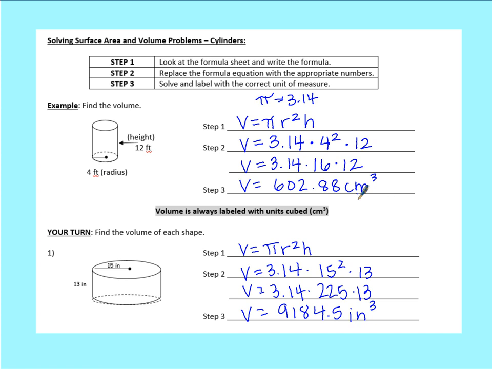Hopefully you paused the video and tried this problem by yourself. You have to use the volume equals pi r squared h formula again for this example. We replace pi with 3.14. We're multiplying by r squared, which is our radius squared, 15 squared in this example, times our height of 13. Remember, exponents come before multiplication when we talk about the order of operations. So 15 squared happens first, and 15 squared is 225. So I went and replaced that on this line right here. And then you just go ahead and multiply each of those things together, and you should get 9,184.5 inches cubed.